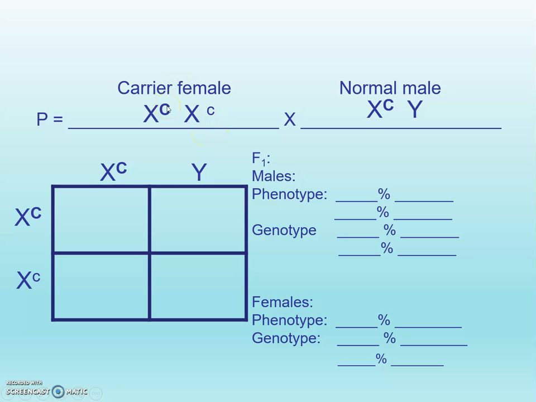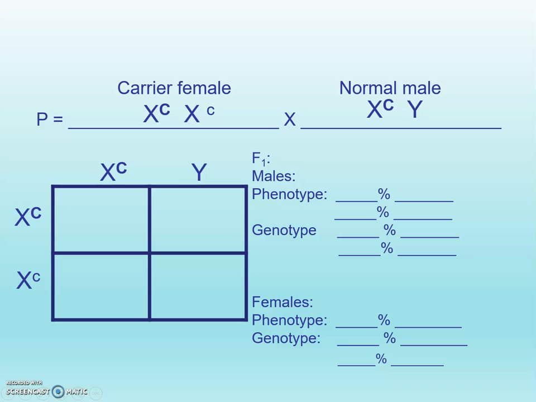So a carrier female is heterozygous. She's X big C, X little c. And we're going to marry her off to a male that has normal vision, X big C Y. Now the Punnett squares are going to work out the same they always do: one parent on the left, one parent up top.